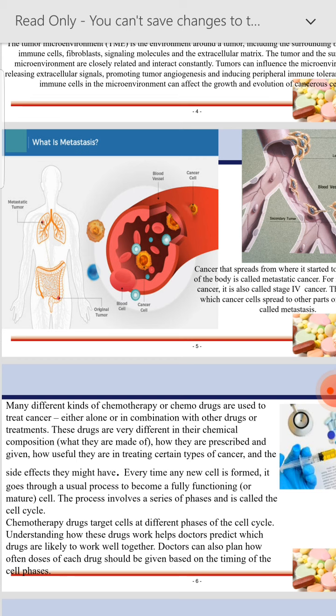Every time any new cell is formed, it goes through a usual process to become a fully functioning mature cell. The process involves a series of phases and is called a cell cycle. Chemotherapy drugs target cells in different phases of the cell cycle. Understanding how these drugs work helps doctors predict which drugs are likely to work well together. Doctors can also plan how often a dose of each drug should be given based on the timing of the cell phases.